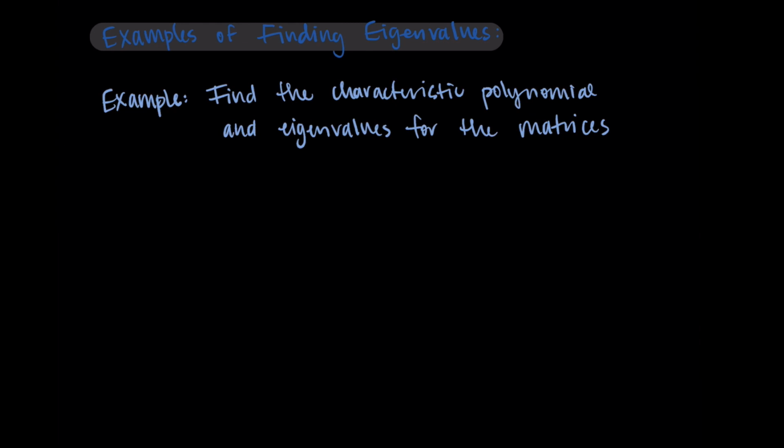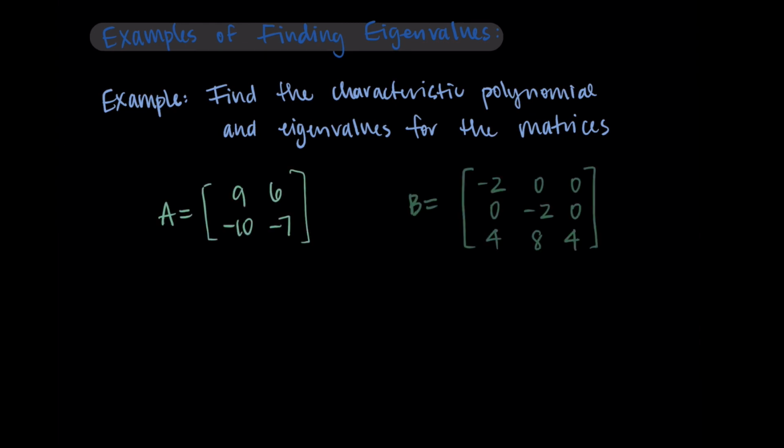We'll take A, a 2 by 2 matrix, where the first row is 9, 6, and the second row is -10, -7. And we'll take B, a 3 by 3 matrix, where the first row is -2, 0, 0, the second row is 0, -2, 0, and the third row is 4, 8, 4.